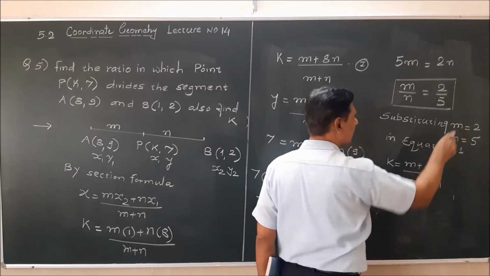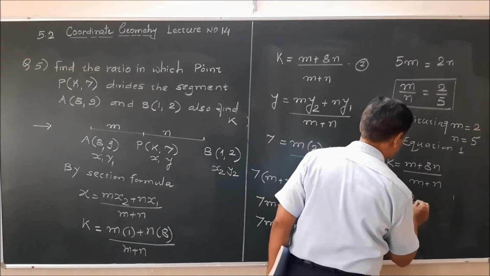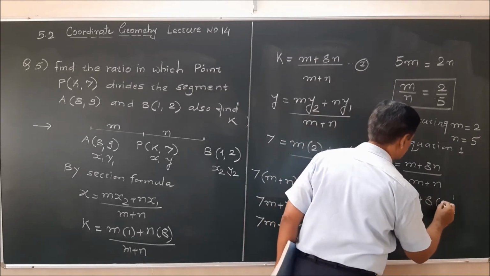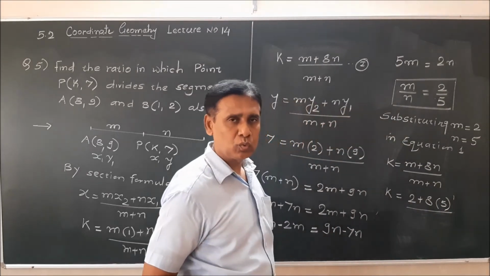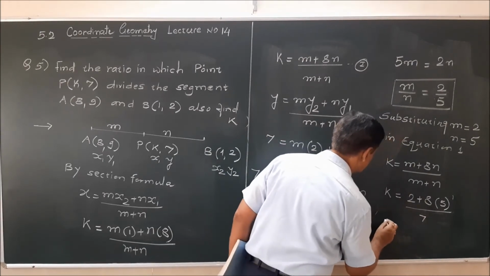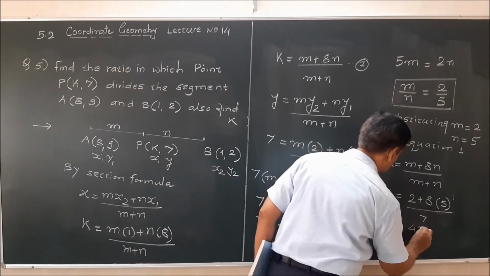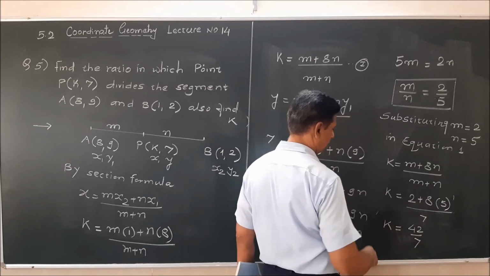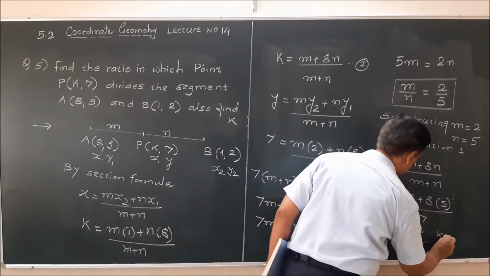Now what is the value of k? m is 2, so 2 plus 8, n is 5, upon m plus n, m is 2, n is 5. So 2 plus 5 is 7. So k is equal to 42 upon 7. 7 sixes are 42. So k is equal to 6.